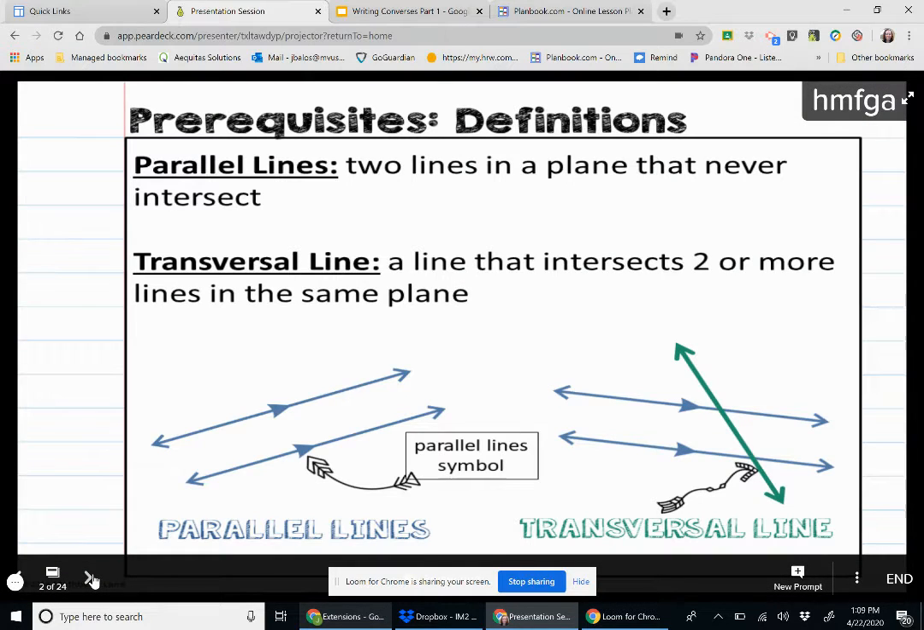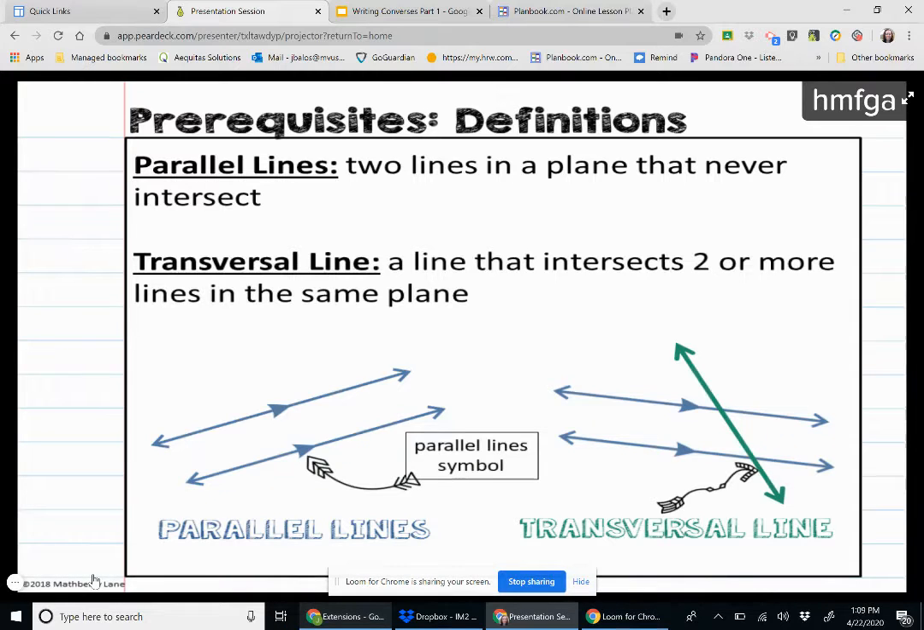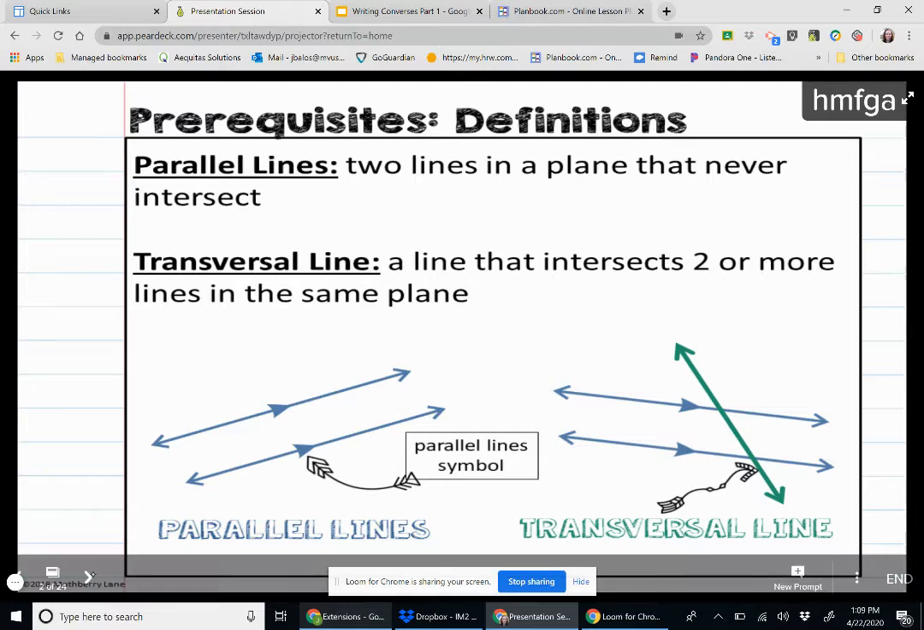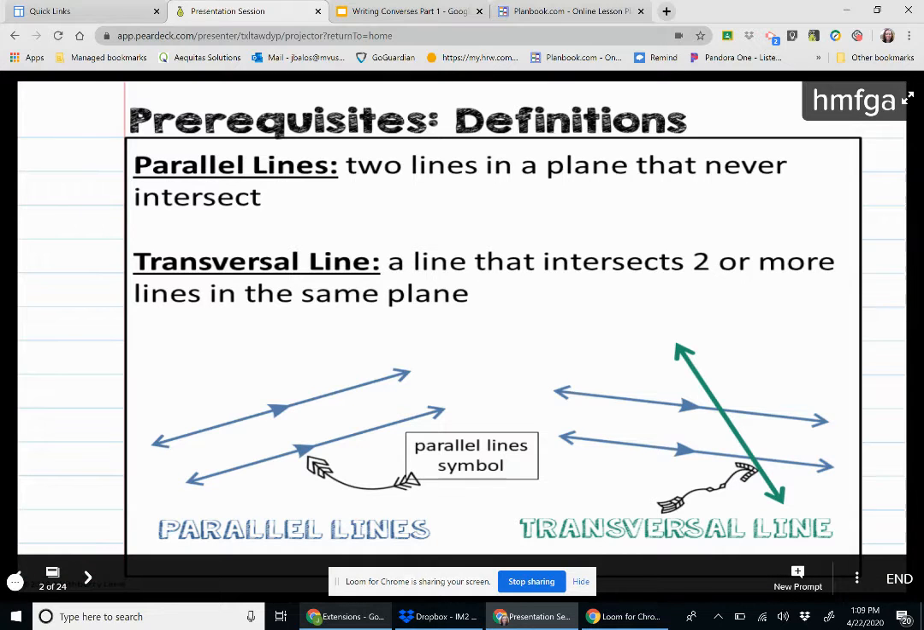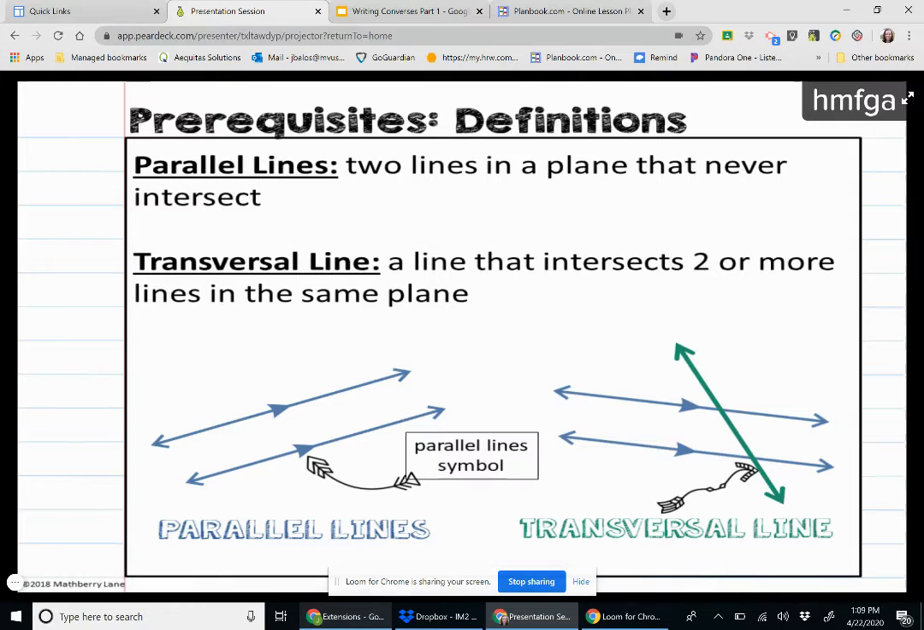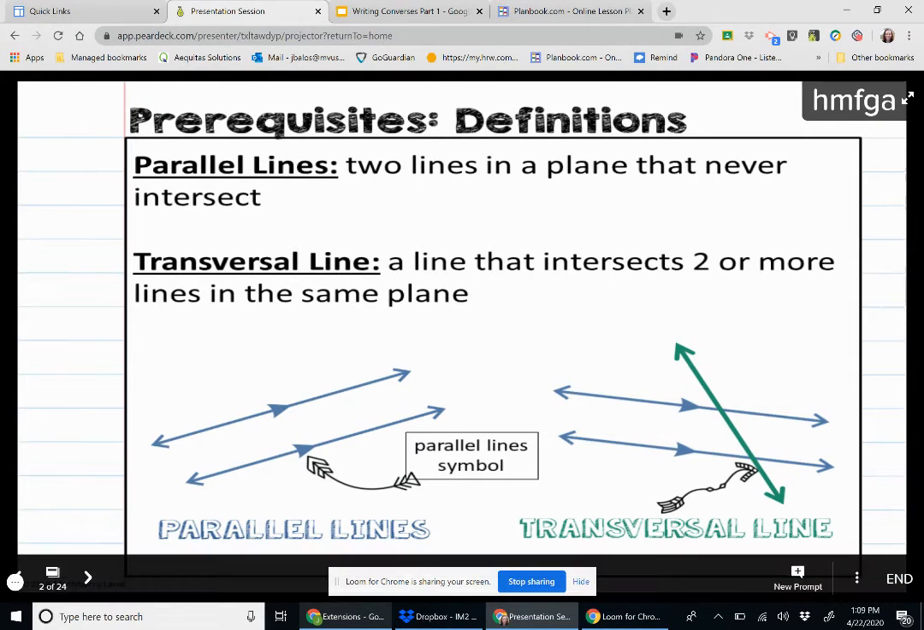So just to review, parallel lines are two lines in a plane that never intersect. And notice the parallel line symbol. It's that, an arrowhead on the parallel lines. That means that those two lines are parallel. Another vocab review, transversal is that line that crosses the two other lines.